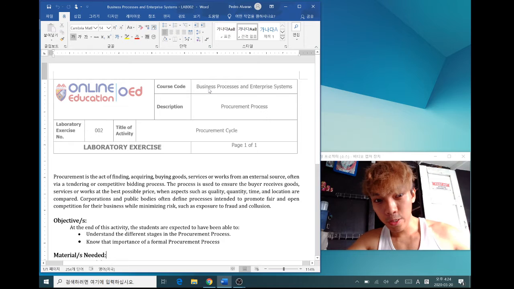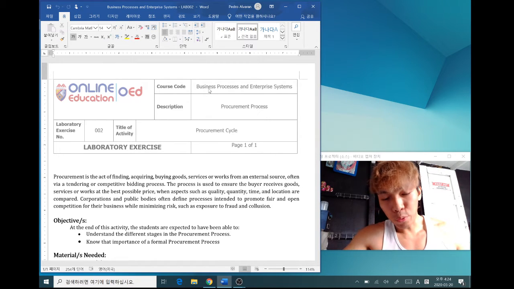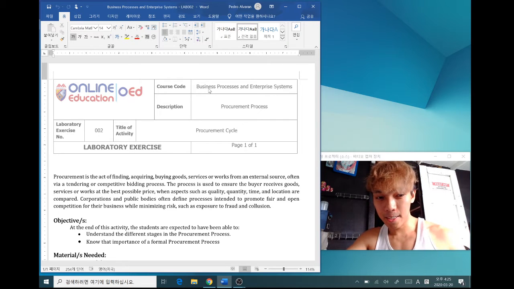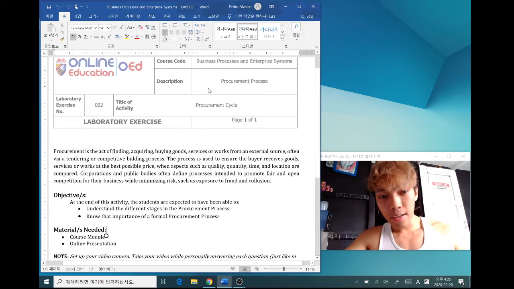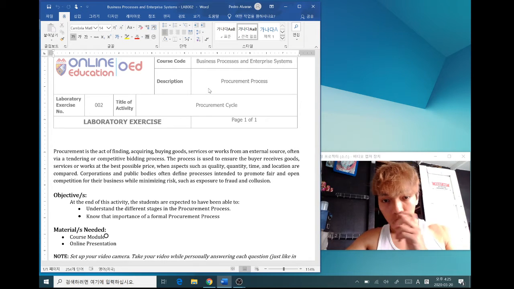I'm Alvaran Jr. and I'm doing the laboratory exercise number 2, which is procurement process in business processes and enterprise systems. So, procurement is the act of finding, acquiring, buying goods, services, or works from an external source, often via tendering or competitive bidding process. The process is used to ensure the buyer receives goods, services, or works at the best possible price, when aspects such as quality, quantity, time, and location are compared.